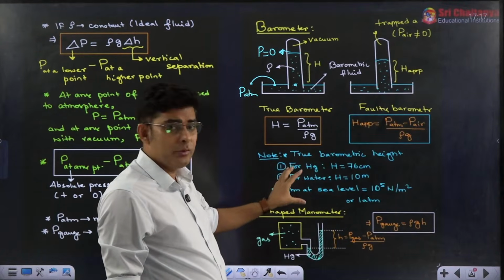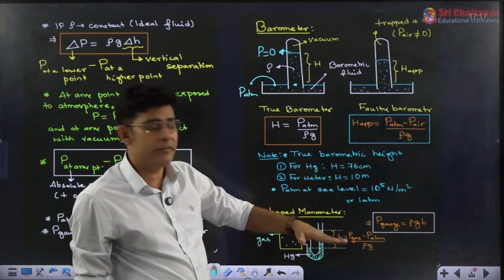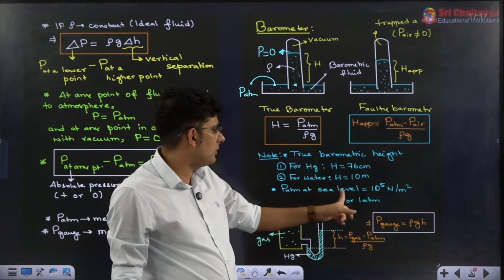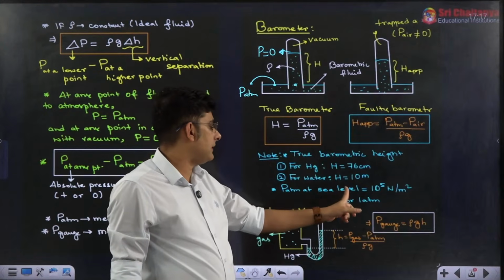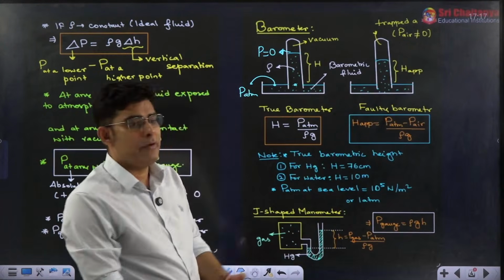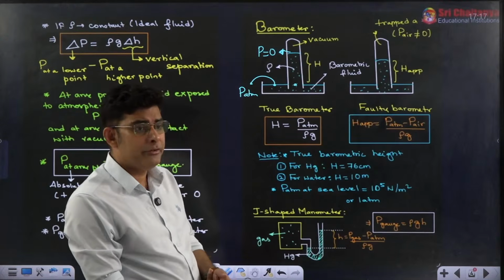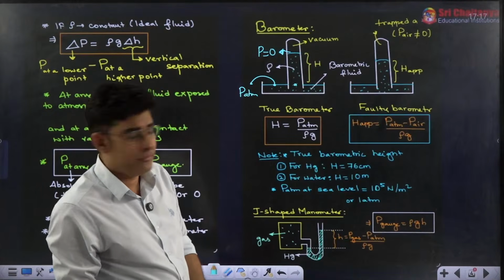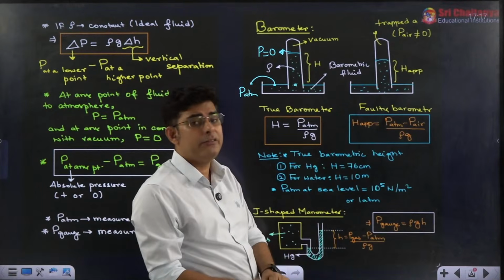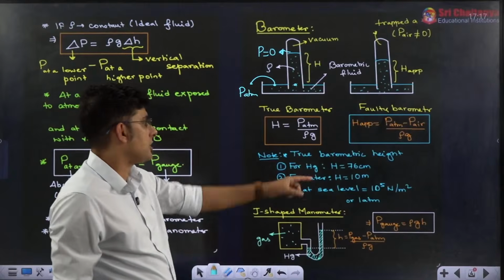So these values we are taking generally at sea level. When you put any of these values, according to H and rho, you will get at sea level the pressure of atmosphere is 10 to the power 5 Newton per meter square, which we also call 1 atm, 1 atmosphere. 1 atmosphere or 10 to the power 5 Newton per meter square. This is the atmospheric pressure at sea level.